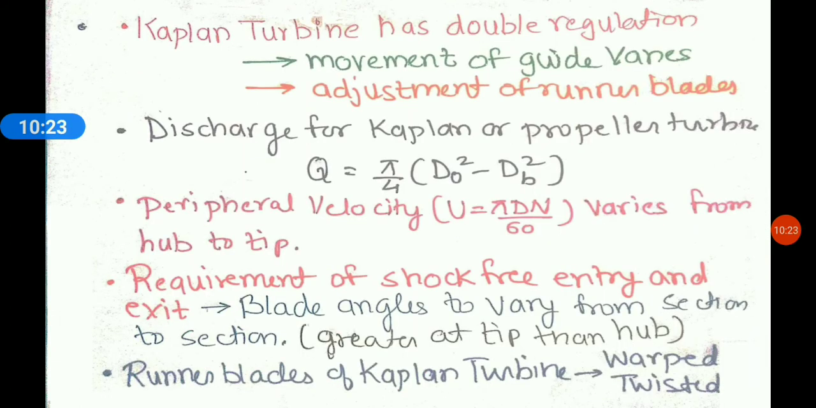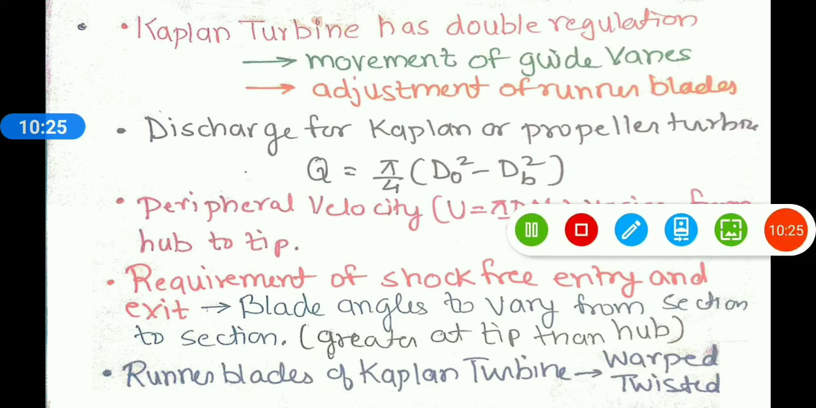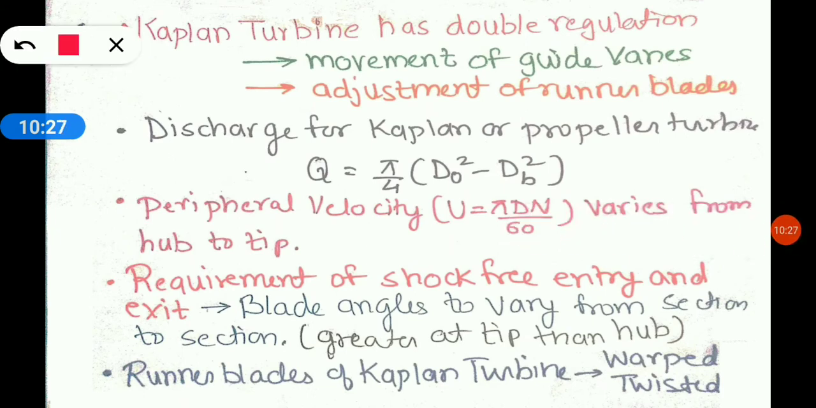Now Kaplan turbines have double regulation. Means what? The movement of guide vanes. You can move the guide vane just like in the Francis turbine, so you can regulate the flow. Another thing, you can have adjustment of runner blades also, that we have seen.